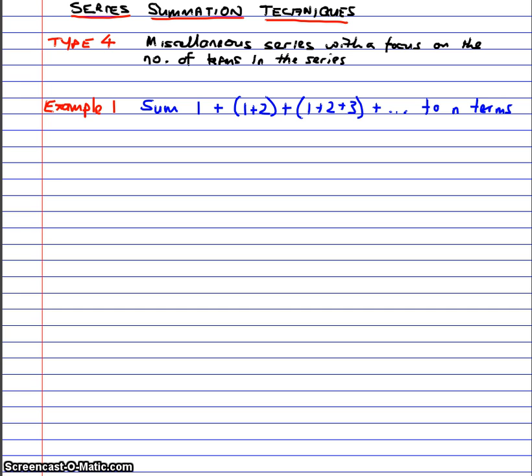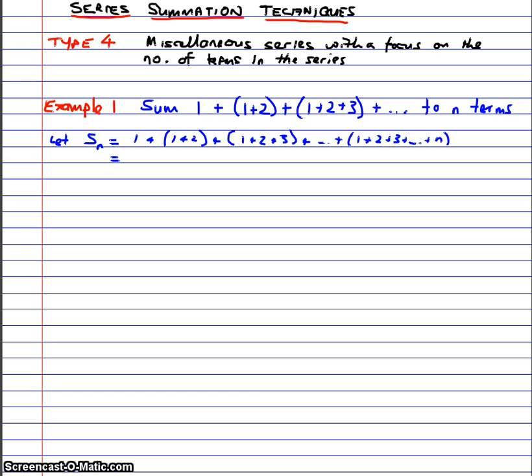We need to sum this series. You can see what the pattern is. It can be hard to describe, but let's have a look at what it is. So if we let Sn represent the sum to n terms of this series, we've got Sn equals 1 plus, and so on. And what do we put for our nth term? Well, we can see what's happening here. It'll be 1 plus 2 plus 3 plus and so on until we get to the number n, however many terms there are.